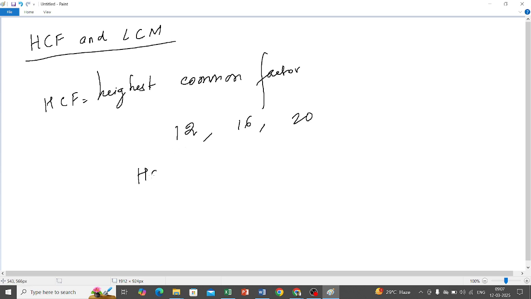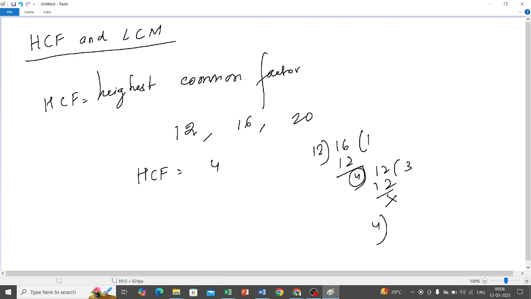HCF is 4. How did I find that? See, there are two methods. One is the prime factorization method. Another one is the division method, which is the easiest method, the shortest method, I believe. So if I divide 16 by 12, 12 ones are 12, remainder 4, 4 3s are 12, gets cancelled out. Then what we have is 4.